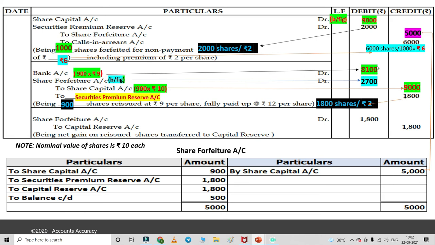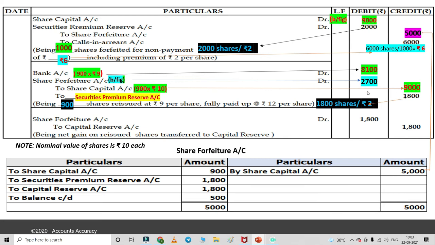Now as we have got one amount of debit side also, we can find out the balancing figure and get to know what is the amount of share forfeiture account. It will be 2,700 only, because 10,800 minus 8,100 will come 2,700, and 2,700 is the balancing figure, because both the sides have to be 10,800. That means debit side and credit side have to be equal.